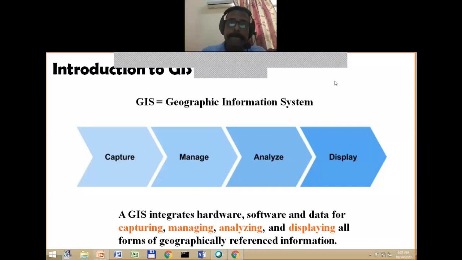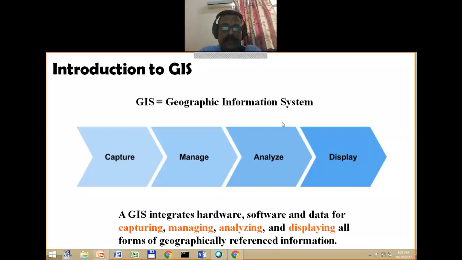Anyway, let us start with where we ended yesterday. So we were discussing what is GIS. GIS stands for Geographic Information System. This is like any other information system except the fact that the user can get information related to the location of a particular object of interest.